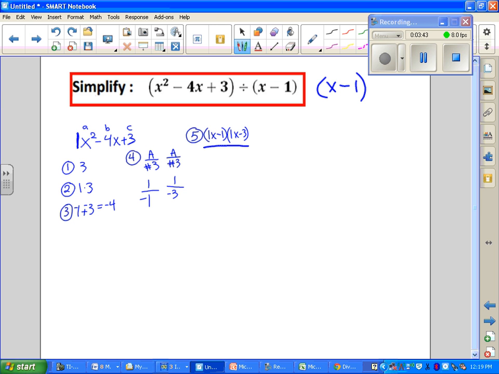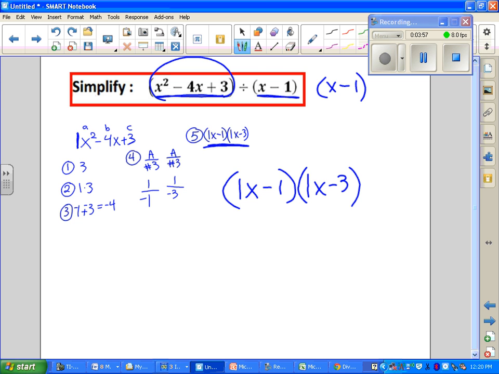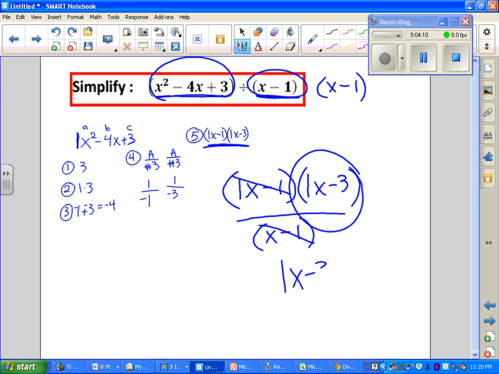The last step, when we were told to divide this and this, we factored the first term and got 1x minus 1 and 1x minus 3. Now the second part is we're going to divide this whole thing by x minus 1. And we're looking for like terms. These are both like terms. So my answer is 1x minus 3, or just x minus 3.